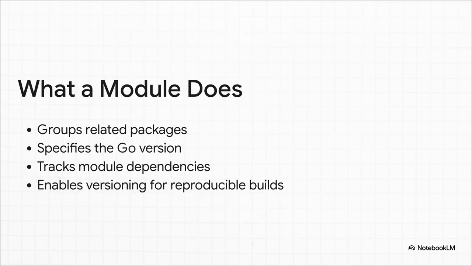Okay, so what's a module actually doing for us? Well, it's kind of like the project's central command. It groups your code, it nails down the specific Go version you need, and it keeps a list of every single dependency. But maybe its most important job is versioning. For years, developers got stuck in what they called dependency hell, where you update one tiny library and suddenly 10 other things break for no reason. Go modules fix this by locking in the exact versions of everything you use. This means you get stable, predictable, reproducible builds every single time. No more, well, it worked on my machine nonsense.